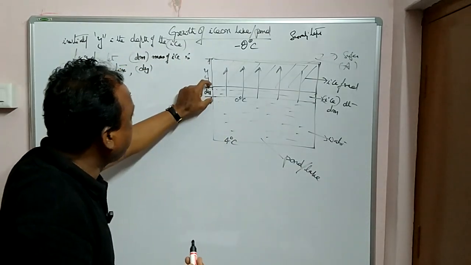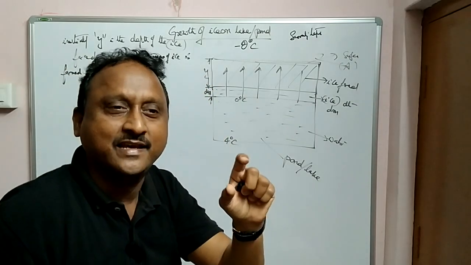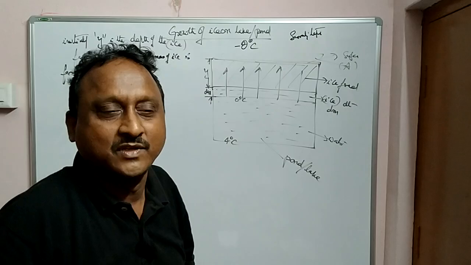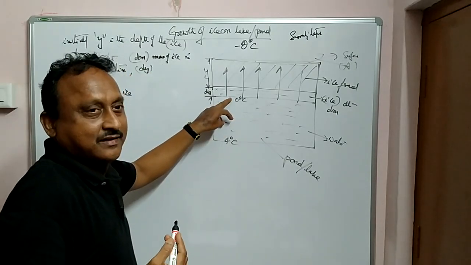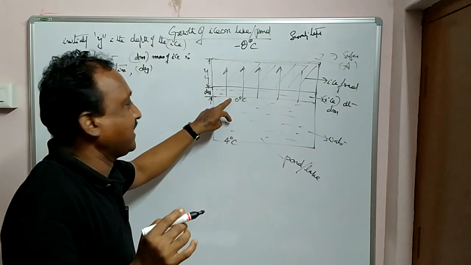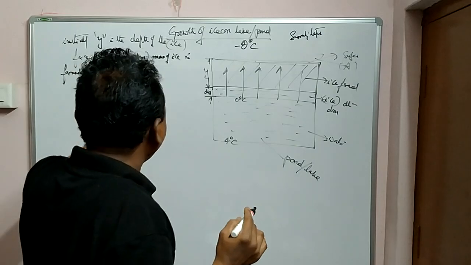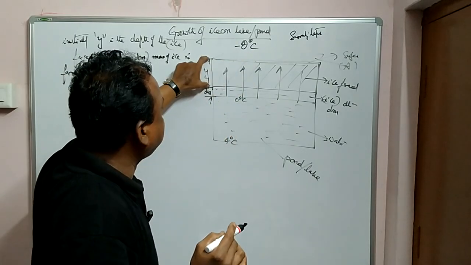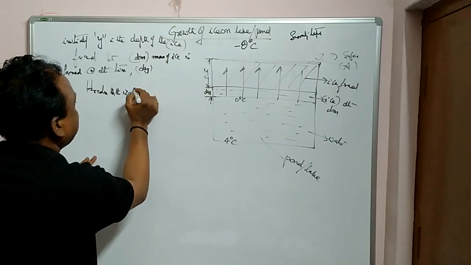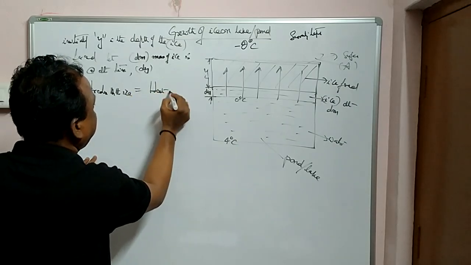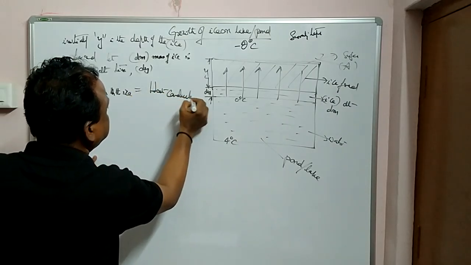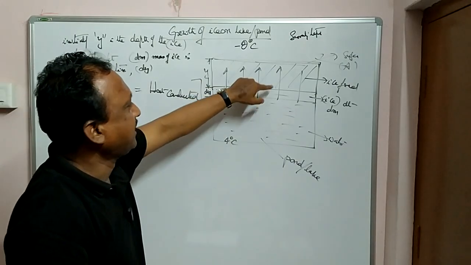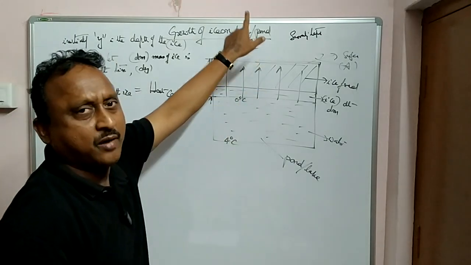Because of the formation of dy thickness of ice there, heat is released, not absorbed. The ice did not melt, ice formed here. So heat is released here, and it is conducted toward the top. So heat released is equal to heat conducted. What is the formula here? Heat released is equal to heat conducted to the top.